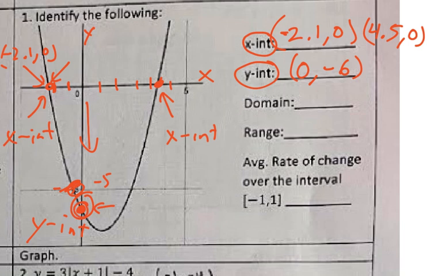Now the domain for any quadratic is, notice it goes up forever on the right or left, but that means I can put in any x value and it's going to work, right? So we would say our domain goes from negative infinity to positive infinity. That's a way of saying all real numbers work. All real numbers work. And the range are your y's.